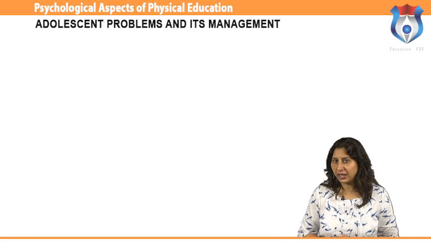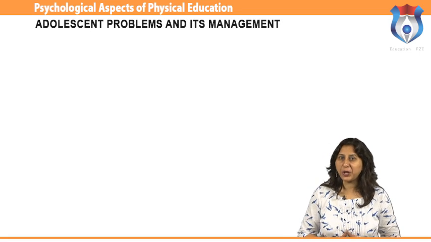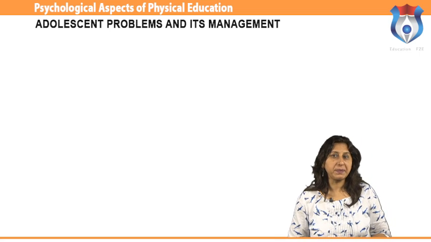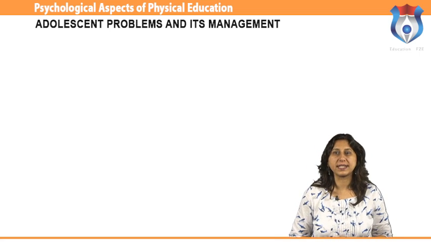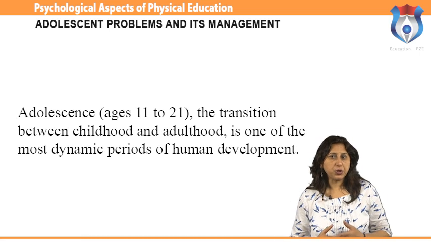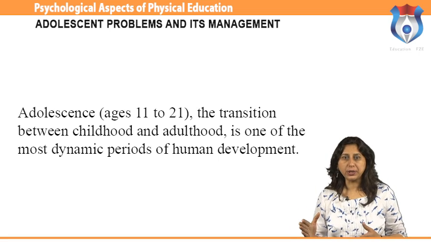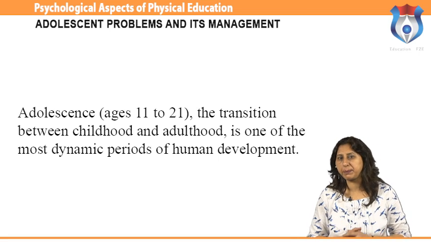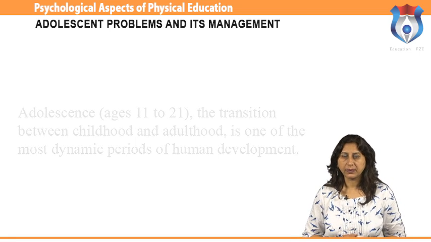Adolescence. You must have heard this word before. Let's now discuss its meaning and problems in detail. Adolescence, ages 11 to 21. The transition between childhood and adulthood is one of the most dynamic periods of human development.